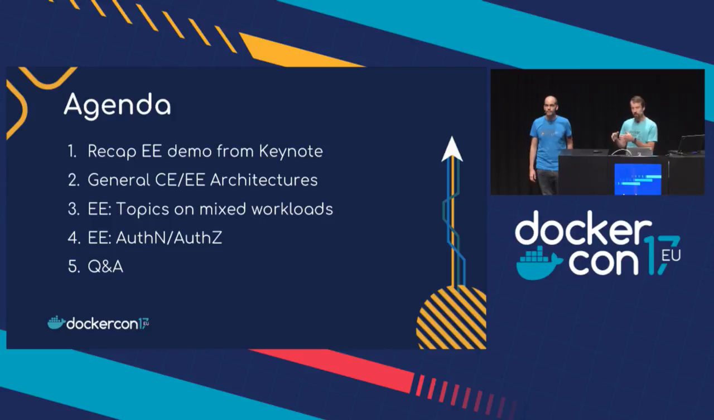Then we're going to drill in a little bit more on some specific EE areas that we think are interesting for folks. So the first one we're going to hit on is topics around mixed workloads. So those are workloads that are mixed between the different orchestrators in the system. And then we're going to also go deep into authentication and authorization and how that's been wired into the system. We want to try to leave a good chunk of time at the end for Q&A. And as Jerome mentioned, we're also the last track, so we can stick around a little bit later if necessary if you guys have a lot of questions. So let's go ahead and get running.